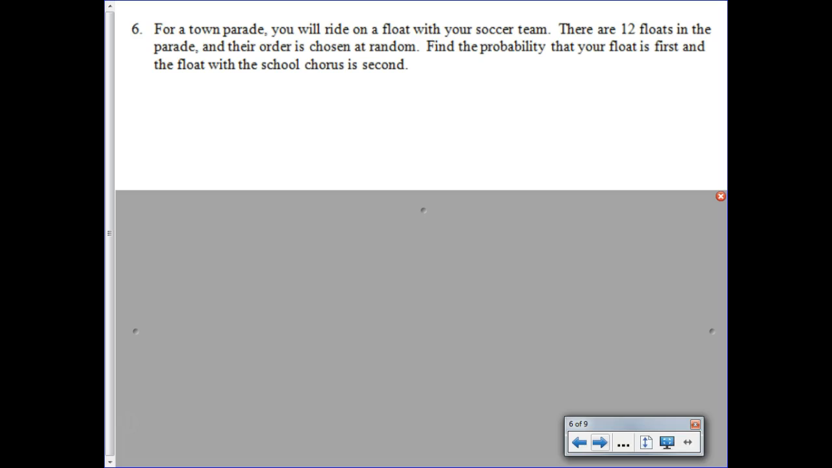So if your float is first, there is a 1 in 12 chance that it's chosen that way. And then since yours is first, there's one school chorus float out of 11 remaining floats. So we get 1 out of 132 would be our probability.